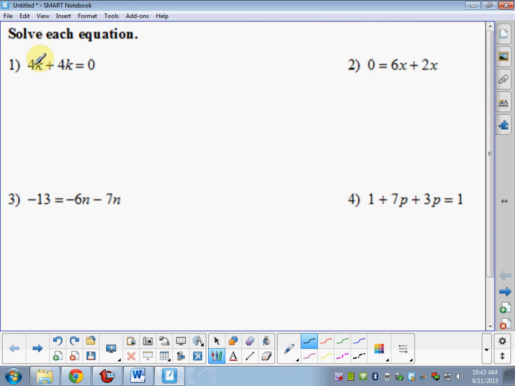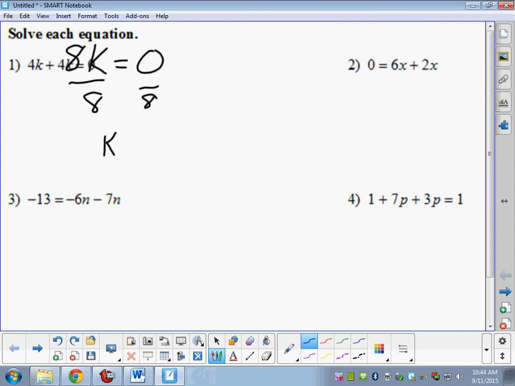In number 1, we have one variable, which is good, but it's not by itself yet. So what we actually have to do is combine these because they're on the same side of the equal sign. We're not going to add or subtract from both sides. We need to just combine them so we're looking at it as one piece. So 4k and 4k make 8k. So we have 8k equals 0. And then I would divide by 8 on both sides because 8 is being multiplied by the k right now, technically. So we would divide by 8 on both sides.